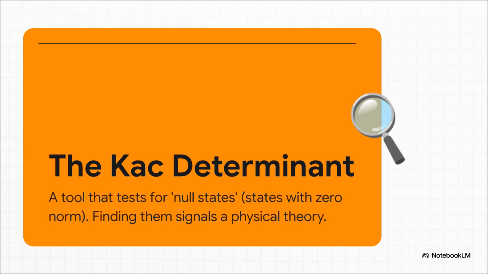We use this amazing mathematical tool called the Kac determinant. You can think of it like a detector that's specifically designed to hunt for something called null states. These are weird states that have a size, or norm, of 0. Now in physics, anything real has to have a positive size. So finding these zero-norm states is like finding a flashing red light. It tells us we're right on the boundary of what's physically allowed, and it points us directly toward those special unitary theories we're looking for.